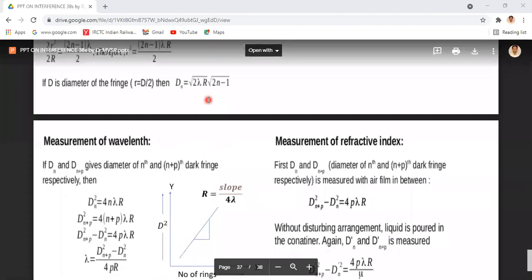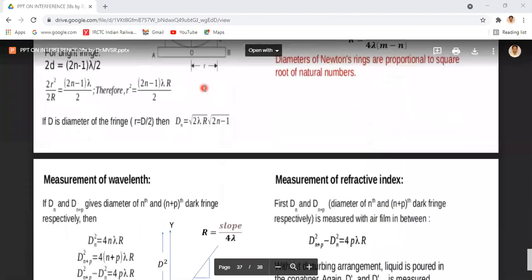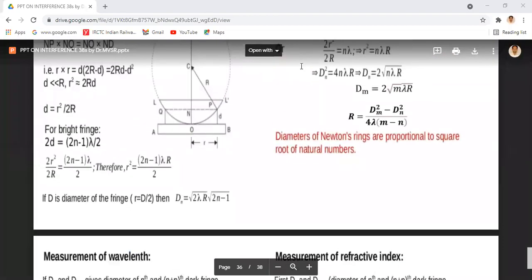Any doubts regarding this concept, Newton's rings? Tell me. Hello. No, sir. So let's move forward. Next class, this.